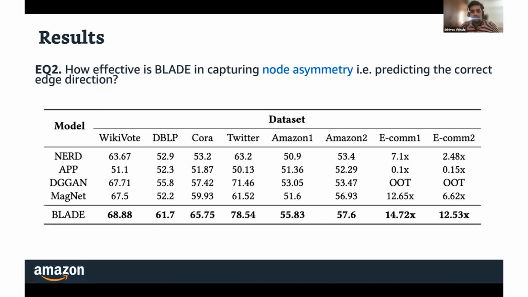So to answer that, we frame an edge direction prediction task, which is similar to link prediction. And we compute the AUC based on the predicted scores. And we are observing that compared to Magnet, which was the best paper for this task at that point, we were actually seeing a lift over this baseline.